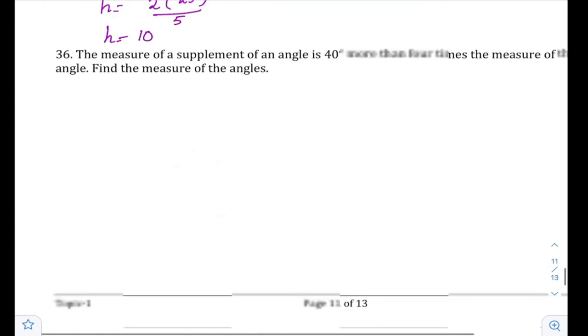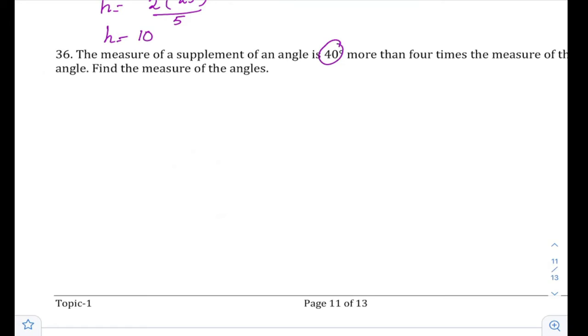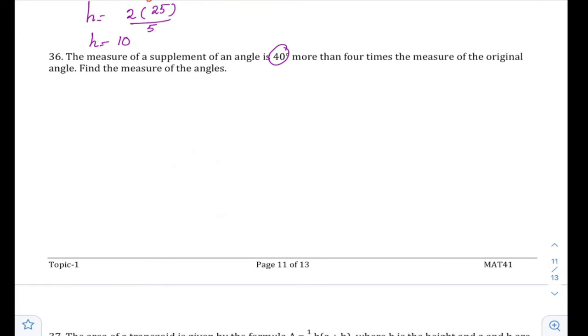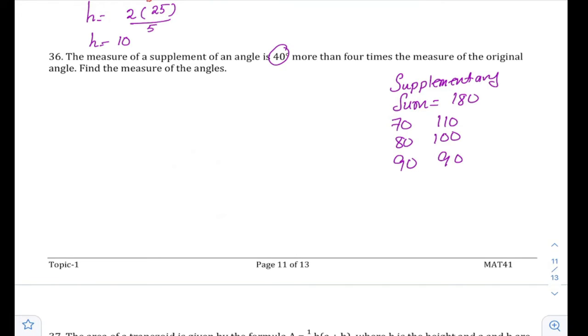The measure of a supplement of angle is 40. What is the meaning of supplement? Angles are supplementary if they have sum equal to 180. يعني مثلا 70 and 110 are supplementary angles. 80 and 100 are supplementary angles. 90 and 90 are supplementary angles.